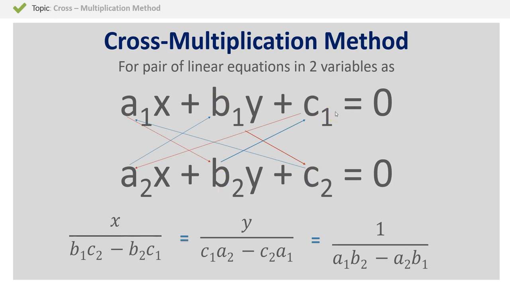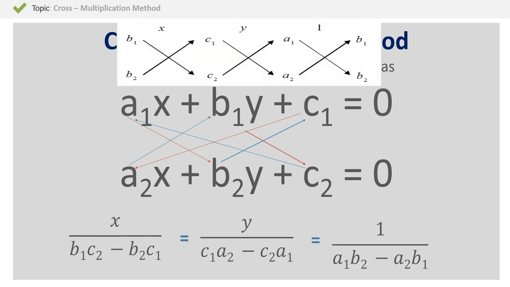to c1. When you go to y, you ignore the coefficient of y and you go in the cyclic pattern and you say c1 multiplied to a2 and c2 multiplied to a1. And when you go to the constant term, you ignore c1 and c2 and then look into a1 multiplied to b2 and a2 multiplied to b1. There is another way to represent this.